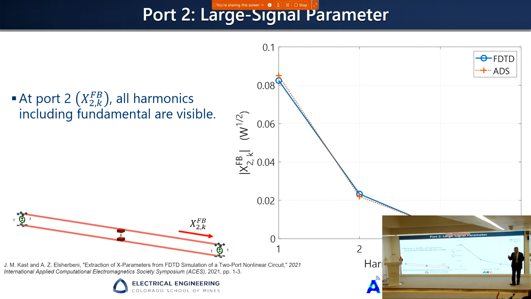So for this simple device, we use ADS because ADS allows us to confirm whether our mathematical formulation and implementation in finite difference time domain are accurate. But once we make this confirmation, we can continue with much more complicated devices.